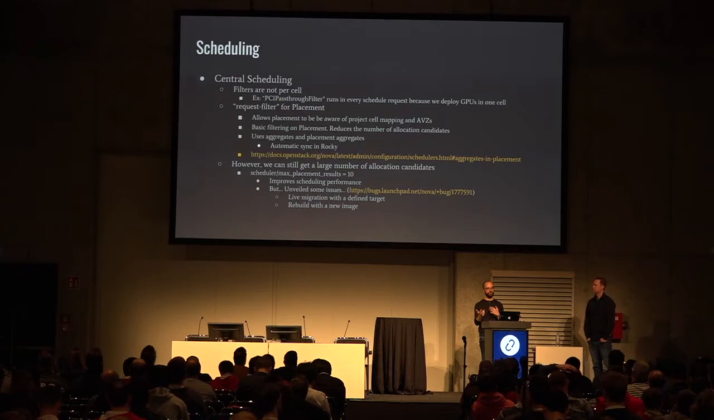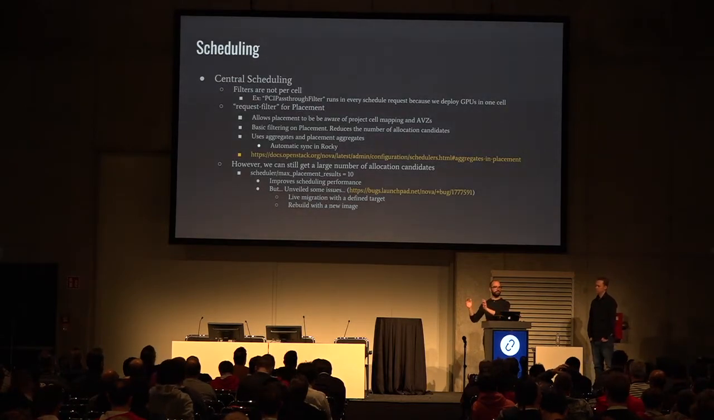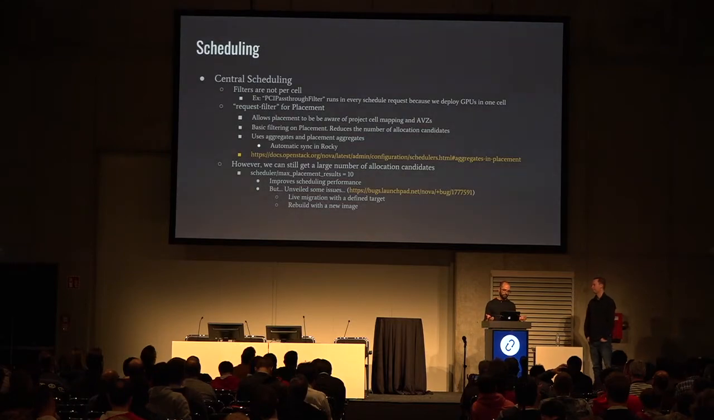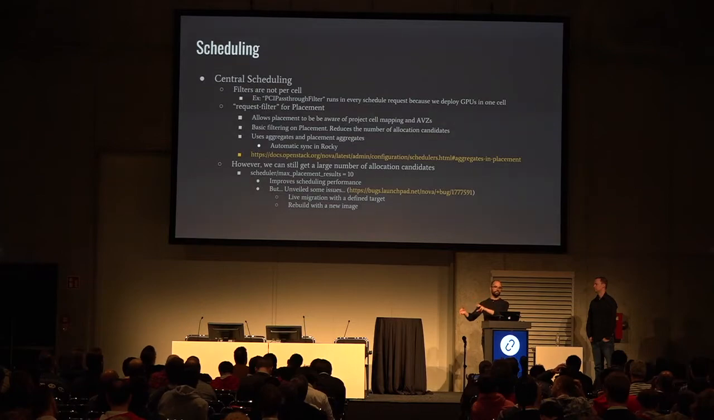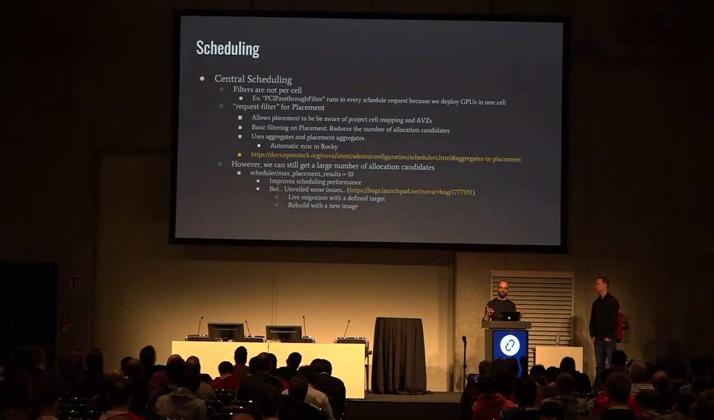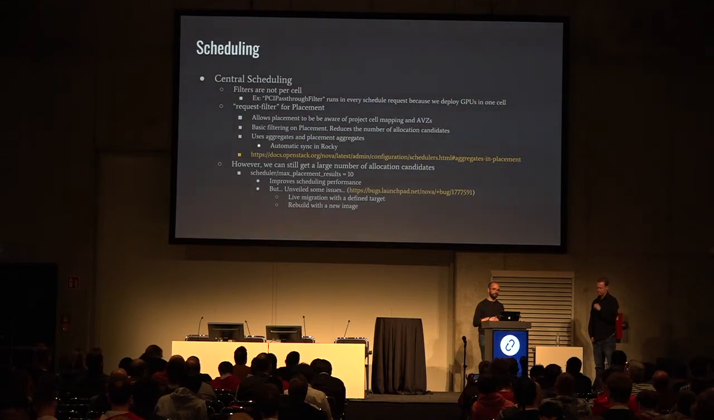Meaning that things we are used to, like having special configuration for the schedulers in particular cells, are not possible at this point in CellsV2. For example, the PCI pass-through filter, which in the past was only enabled in one cell, because it's the cell where we have GPUs, now needs to be enabled in all the schedulers globally, just because we have a few nodes with GPUs. And of course, this had some overhead in the scheduling time of all the instances.